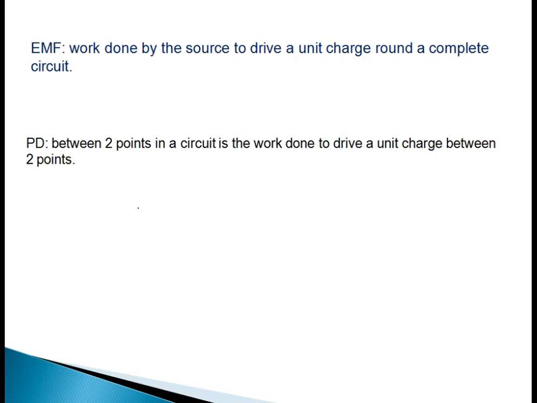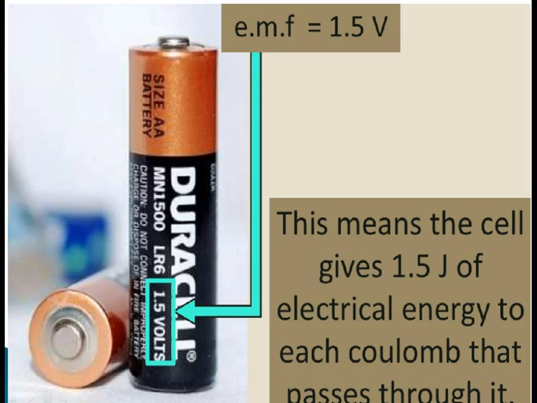Okay, again I am telling you what is EMF and what is potential difference, so all of you can make a difference between these two quantities. EMF is the work done by the source to drive a unit charge around a complete circuit inside the battery or inside the cell. But potential difference between 2 points in a circuit is the work done to drive a unit charge between only 2 points. I hope it is clear.